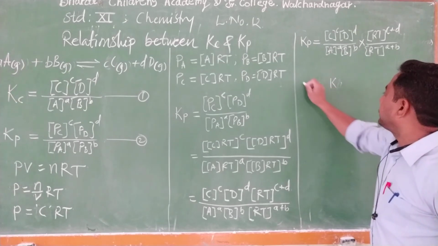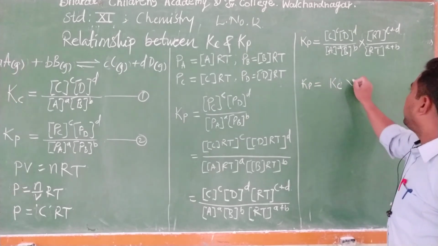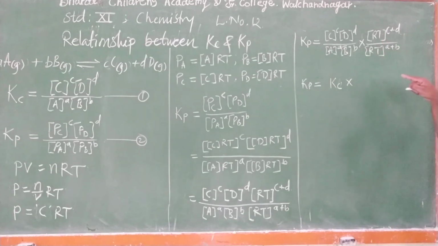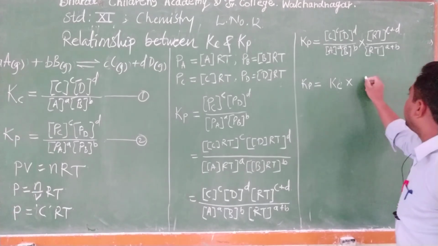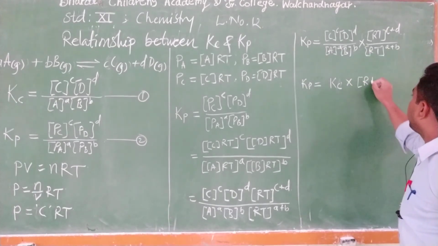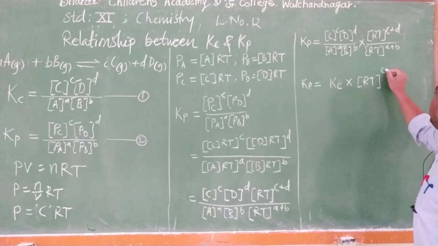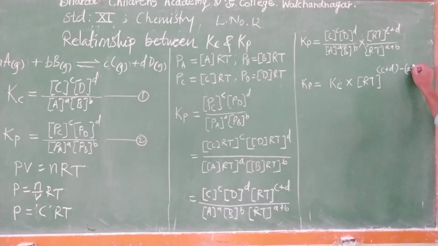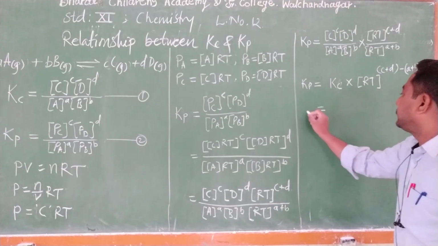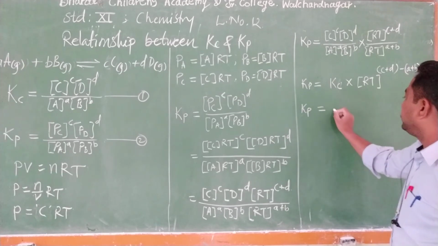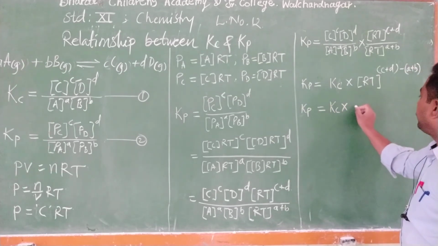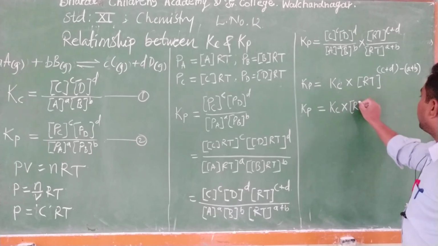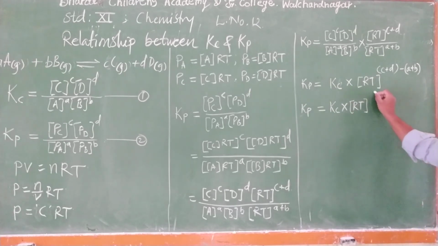Therefore, what you get is Kp is equals to Kc into, now RT upon RT. Just you can take the base is common in this ratio. Therefore, you can take it once and you'll get RT raised to c plus d minus a plus b. Okay, this is how you can simplify the above equation. Now, further simplification will give you Kp is equals to Kc into RT raised to delta n.